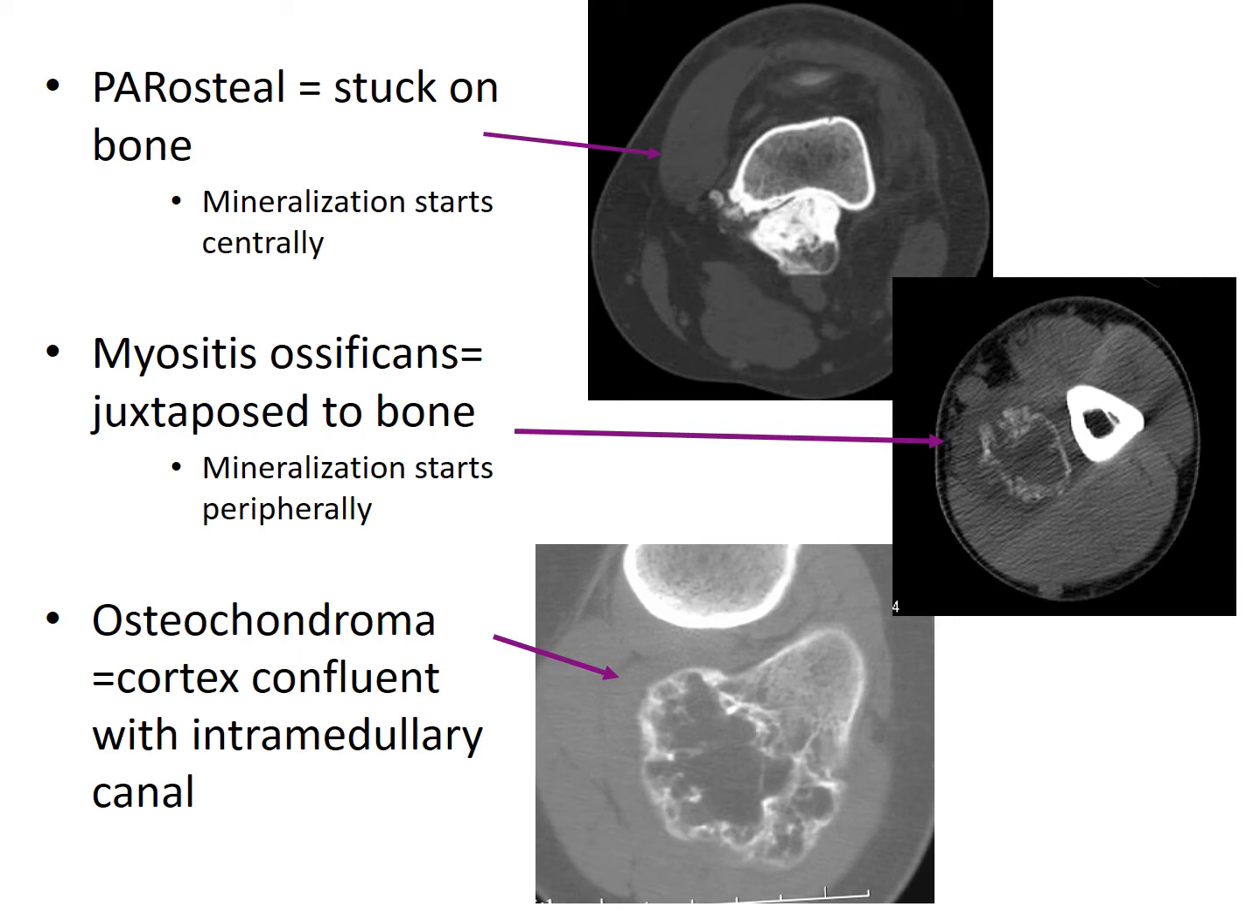In myositis ossificans, you have an injury and a bleed, and the body has to attack the hematoma from the outside, so it calcifies and sort of contains it and walls it off, and then begins to resorb it and heal it from out to in. And in contrast to both, an osteochondroma is a benign lesion that is confluent with the intramedullary canal. So when you put these three side by side and compare them, they look quite different.